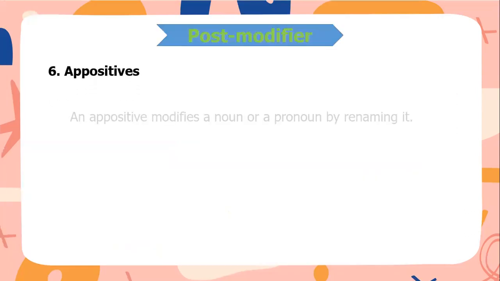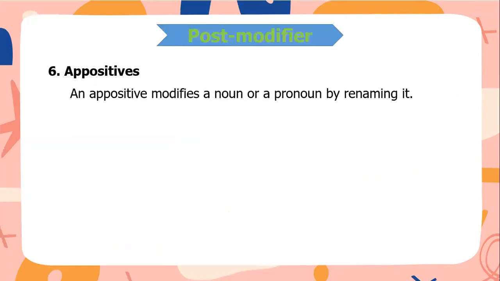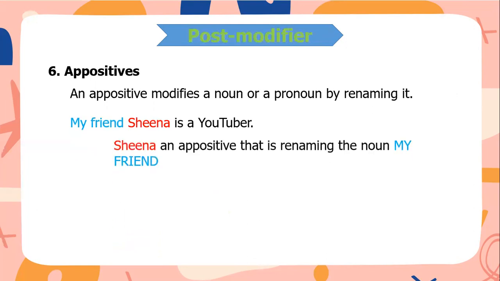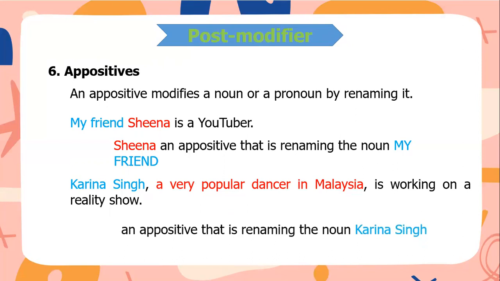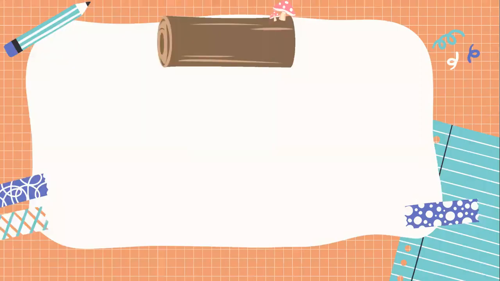Last is the appositives. An appositive modifies a noun or a pronoun by renaming it. Example, my friend Sheena is a YouTuber. Sheena is an appositive post-modifier that is renaming the noun my friend. Karina Singh, a very popular dancer in Malaysia, is working on a reality show. A very popular dancer in Malaysia is an appositive that is renaming the noun Karina Singh.